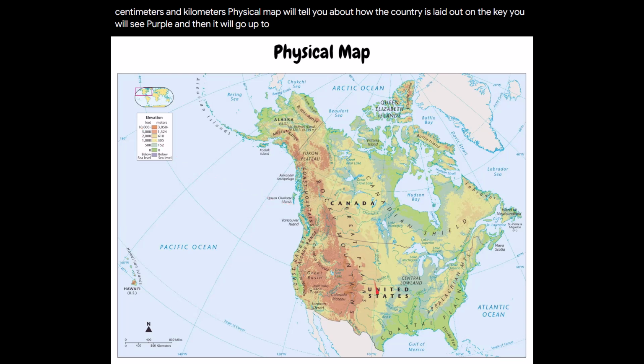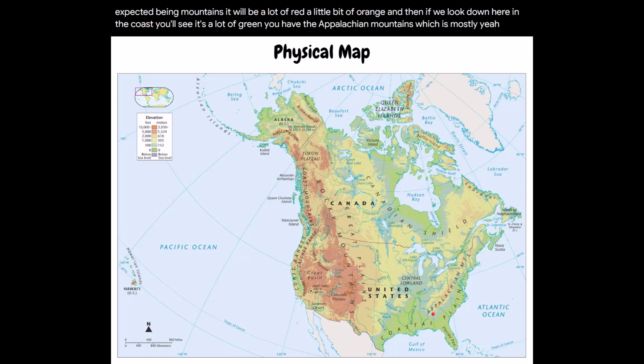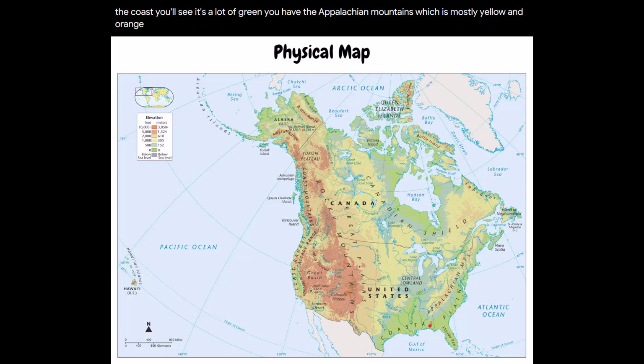If we look at this map and we look at the Rocky Mountains, as expected, being mountains, it will be a lot of red, a little bit of orange. And then if we look down here on the coast, you'll see it's a lot of green. You have the Appalachian Mountains, which is mostly yellow and orange. And in this part of the world, I don't believe we have many purples. I believe Death Valley is one of the purples, but because it's such a small area, you won't see it on the map. But this is how you would read it.